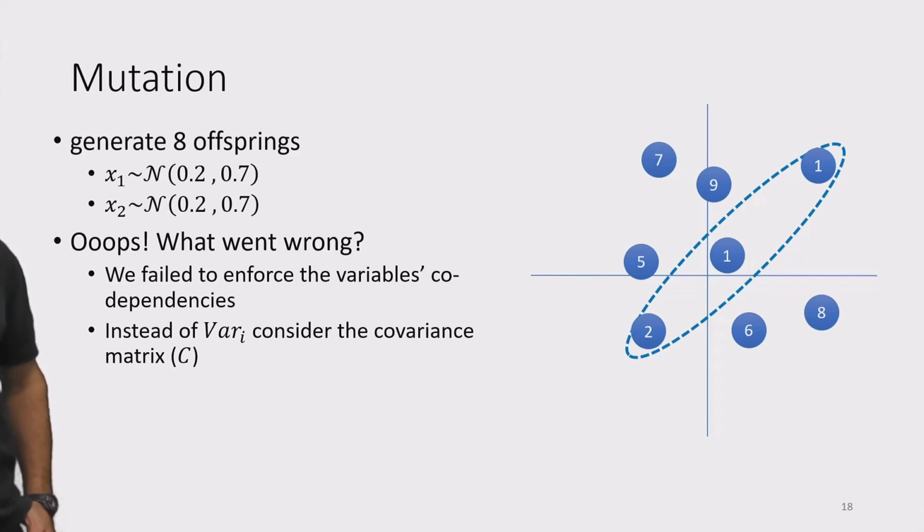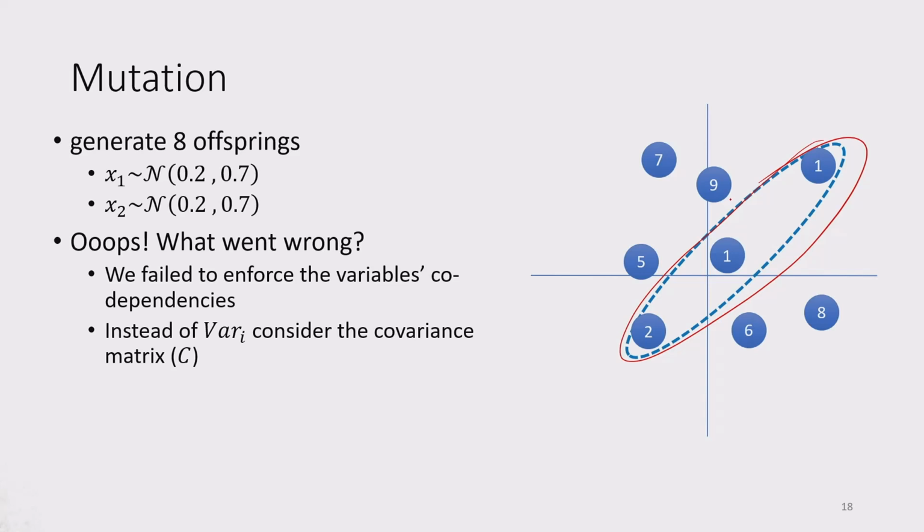What went wrong? You can see that indeed each one of these values came from those. X1 was normally distributed around 0.2, same goes for X2, but we didn't take into account the codependency between X1 and X2, right? So variance is not enough. How can we capture codependency? Covariance. With a covariance, right.